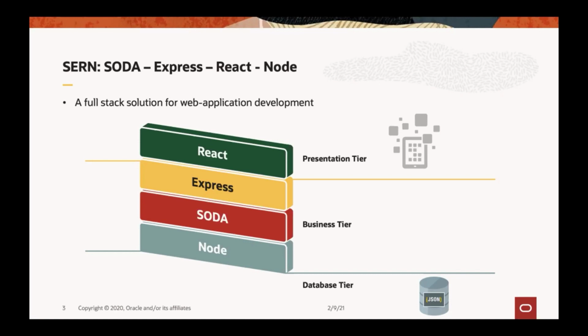So the SERN stack fills these three layers. React takes care of the presentation tier. SODA and Express take care of the business logic in the middle tier, or the business tier. And SODA is a database access API to access Oracle database. I'm going to be talking about SODA more in the slides to come. So you use SODA to access your Oracle database, with JSON as the primary data exchange format.